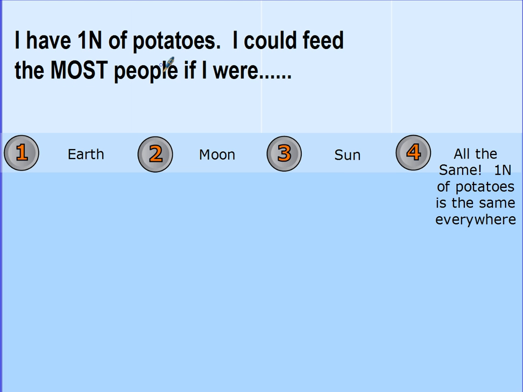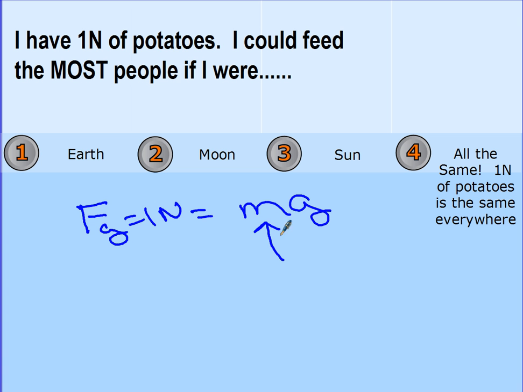I have 1 Newton of potatoes. I could feed the most people if I have a Newton, that means I have a weight of 1 Newton. Let's see, so this is equal to mg. So I want the largest mass. The largest mass will occur when I have the smallest gravity. And the smallest gravity occurs on the moon.